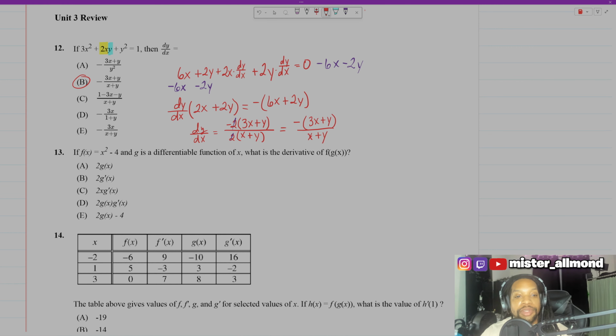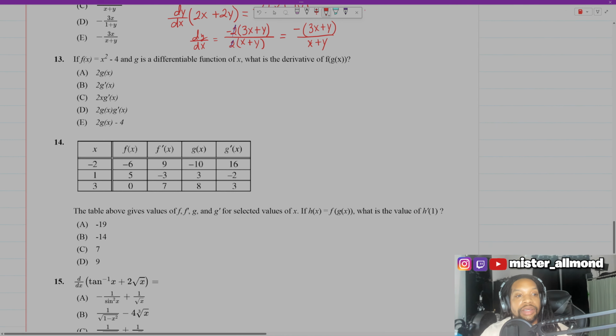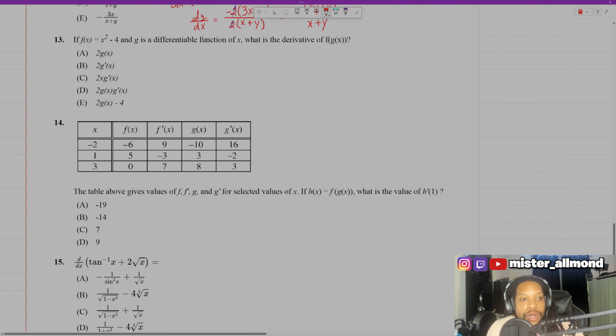But okay, let's do number 13. If f of x equals x squared minus 4 and g is a differentiable function of x, what is the derivative of f of g of x? Okay, f of g of x, this is ever so loudly screaming chain rule. This is like flashcards chain rule. So the derivative of this will be f prime of g of x times g prime of x.